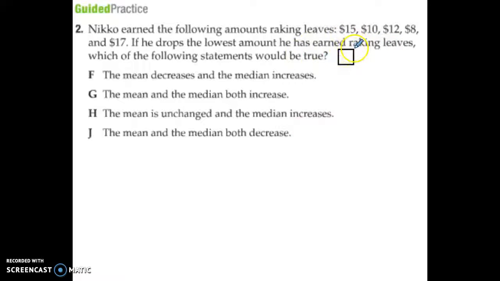Alright, so let's find my original mean. I'm going to take 15 plus 10 plus 12 plus 8 plus 17, and divide by 5. Well, that's 25 plus 20, 45, 62. 62 divided by 5 is 12.4. So my original mean is 12.4. If I take out my lowest amount, which is the $8, now there's only 4 numbers here, so I'll add those up and divide by 4. So I'm going to take 54 and divide by 4, and my new mean is 13.5.